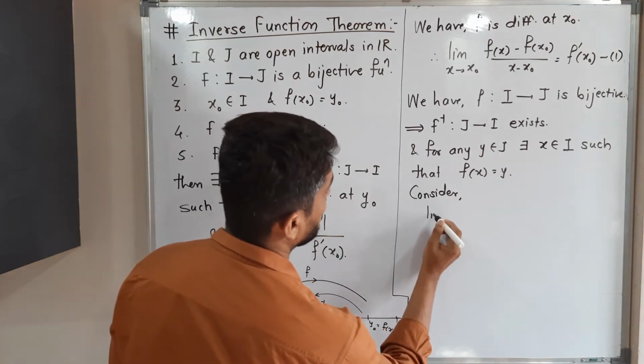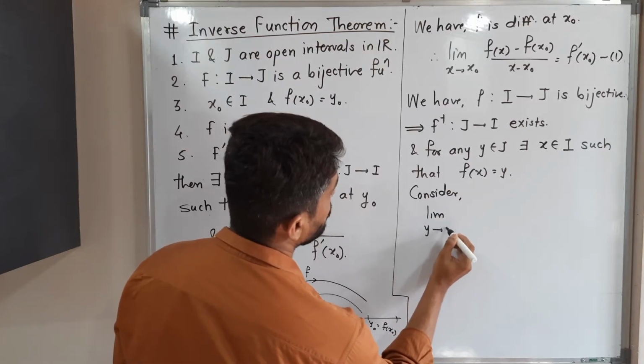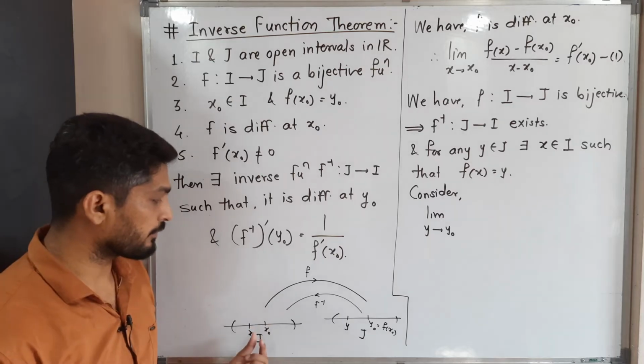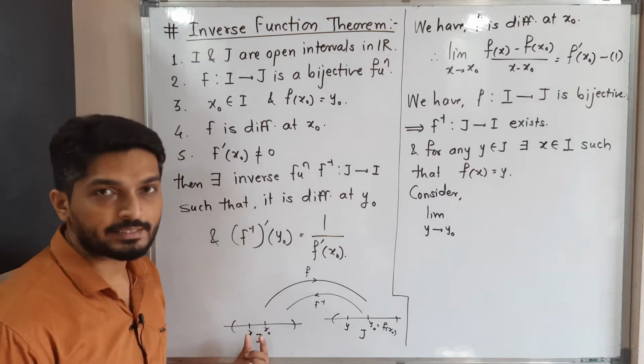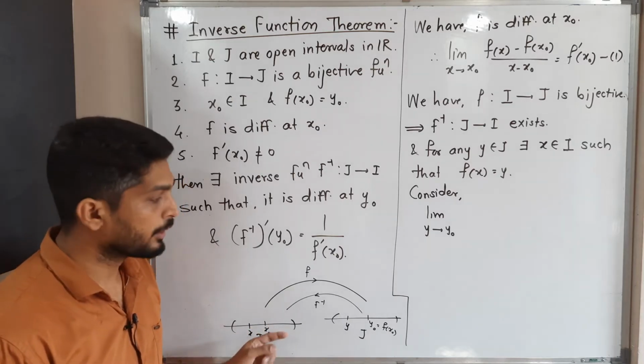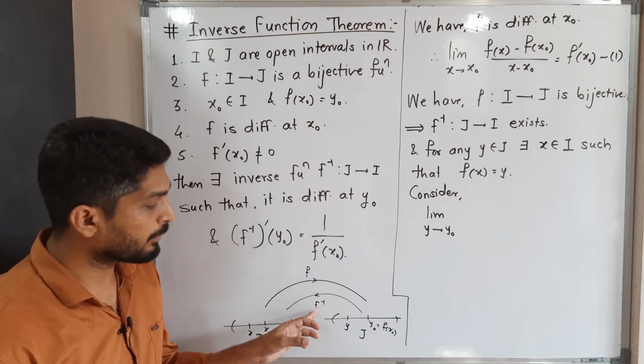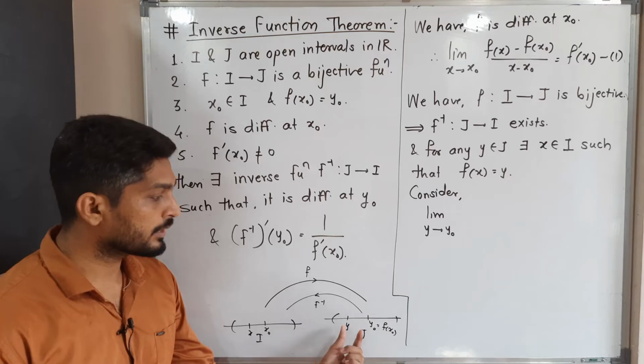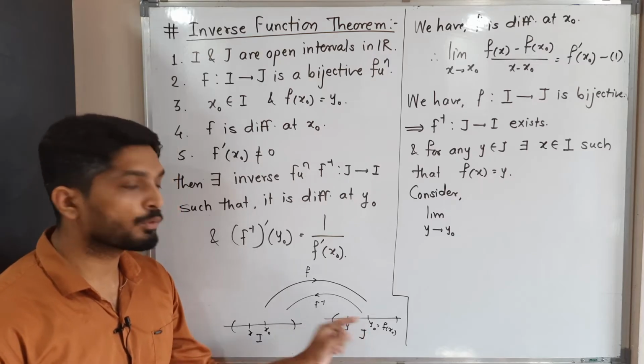So consider the limit as y tends to y naught. When we talk about f, in its domain it has two points x and x naught, and x is moving towards x naught. But when we talk about f inverse, its domain is this J. So it has two points y and y naught, and y is moving towards y naught.